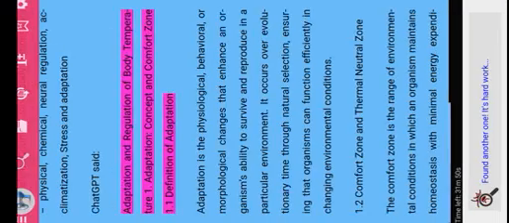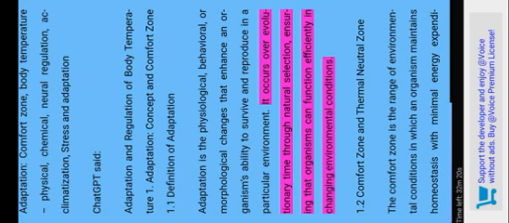1.1 Definition of adaptation. Adaptation is the physiological, behavioral, or morphological changes that enhance an organism's ability to survive and reproduce in a particular environment. It occurs over evolutionary time through natural selection, ensuring that organisms can function efficiently in changing environmental conditions.